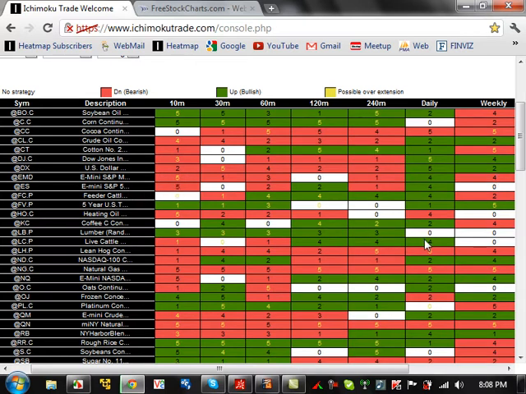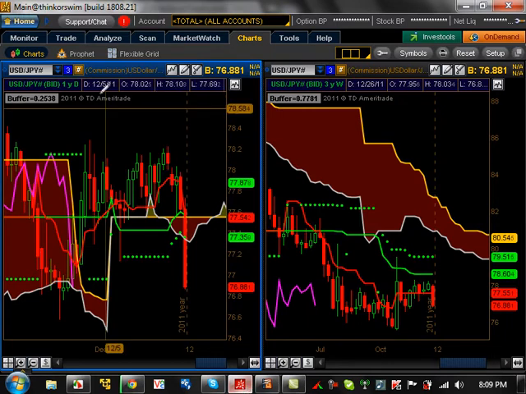Later on, we will go to the ES over here, which is the E-mini S&P 500 futures. You'll notice it's got a 4 here and a 0 over here, which means there's no strategy on the weekly at all. So the ones to look at going forward are crude oil and the NASDAQ futures.